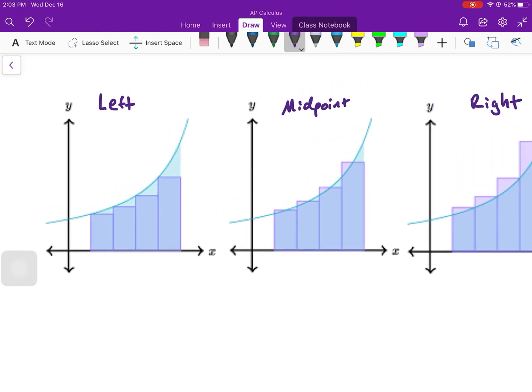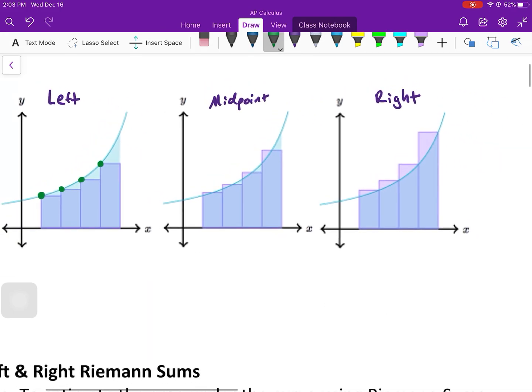Now, how do we know this is a left Riemann sum? Look at the tops of your rectangles, and what you'll notice here is that the top left of each rectangle is intersecting the graph. And for a right Riemann sum, the top right of each rectangle is intersecting with the graph. And a midpoint, it's actually right in the middle of the rectangle that's intersecting the graph.